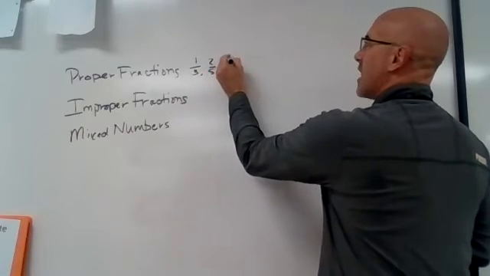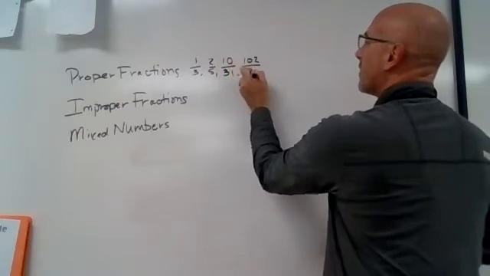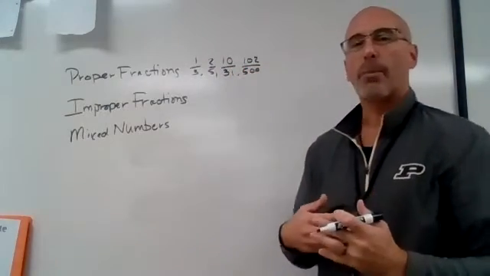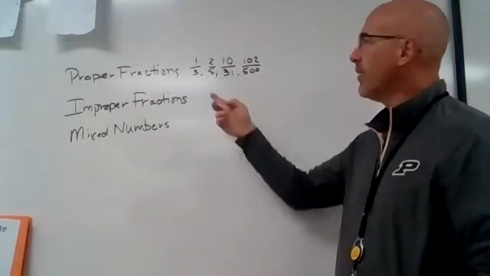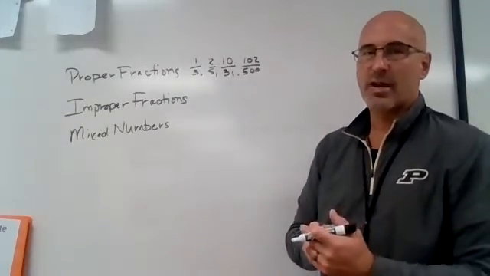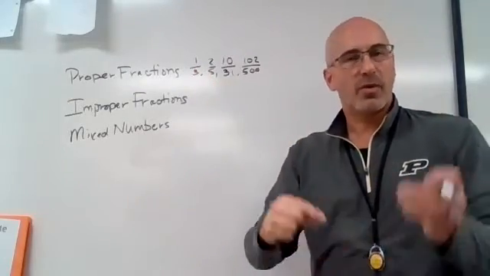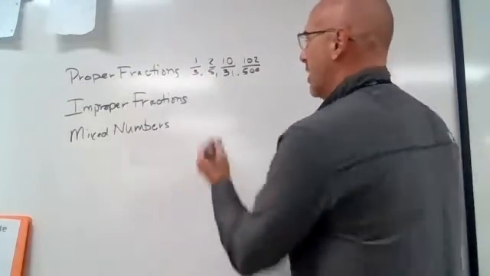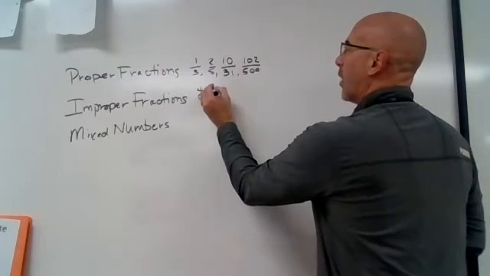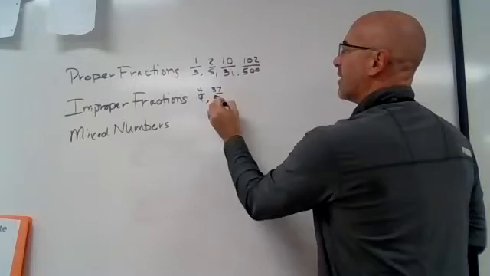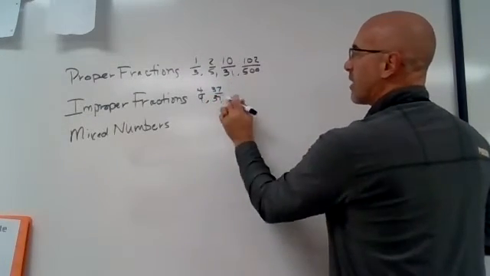2/5, 10/31, 102/500. Those are all called proper fractions because the numerator is less than the denominator. Now, improper fractions are when the numerator is either equal to the denominator or greater than the denominator. So you might have things like 4/4 when they are equal, or 37/37, or if the numerator is larger than the denominator.